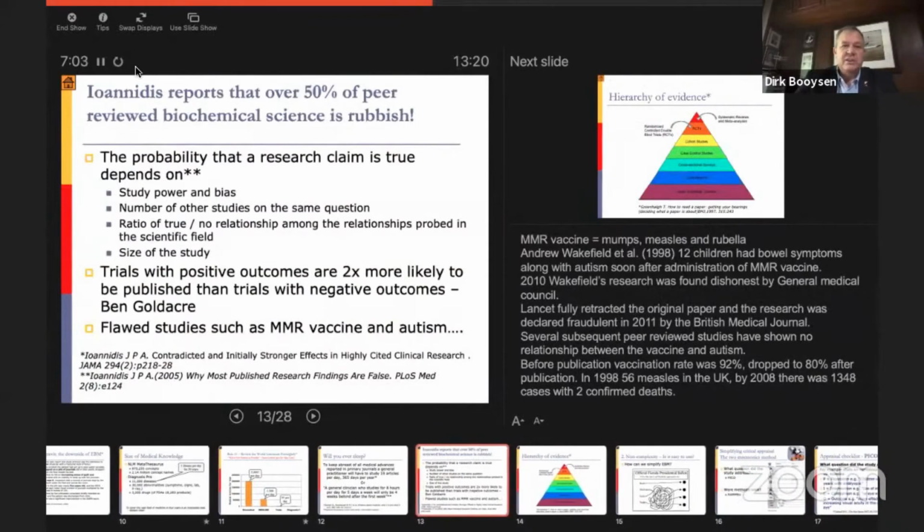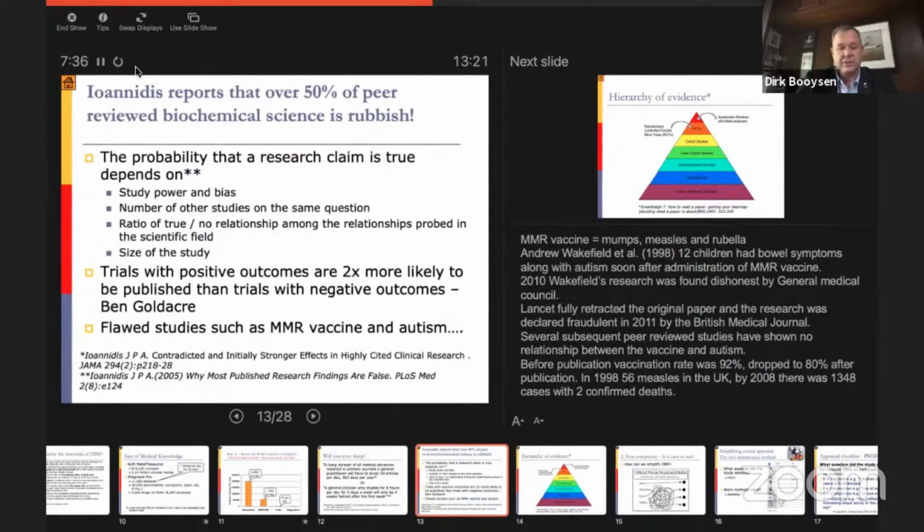The next thing with evidence-based medicine, which is of concern, is if you look at this chap, Ioannidis, he reports that over 50% of peer-reviewed biomedical science is rubbish. So a lot of the information that's put out there for us to read in the journals is really nonsense. So the probability that the research claim is true depends on a few things: the study power and the bias, the number of other studies on the same question, the ratio of true to no relationship among the relations probed in the scientific field, and the size of the study. So you have to be very careful what you read.